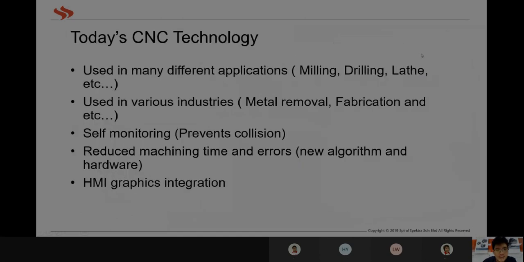Okay. So in today's CNC technology, it is so advanced that it is used in many different applications like milling, routing, lathe, and even 3D printing is actually one form of CNC. It is used in various industries like metal removal, fabrication, manufacturing, even cutting technology. It's self-monitoring, therefore it can be operated on its own as long as you give it the proper file. It can prevent collision on its own with proper settings. It reduces machining time and errors. Basically, it's sort of like its own AI where, as long as you give it new algorithm and hardware, it can be improved. In certain cases, they even include HMI graphics integration, whereby it's getting more advanced.